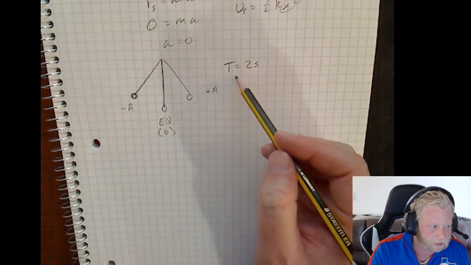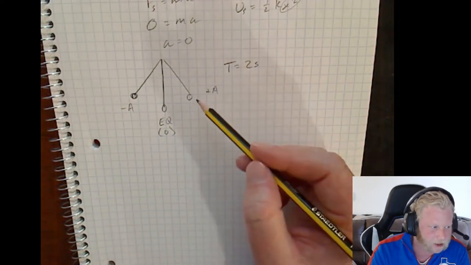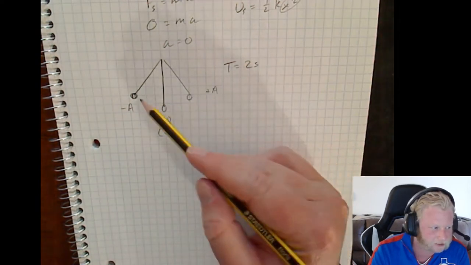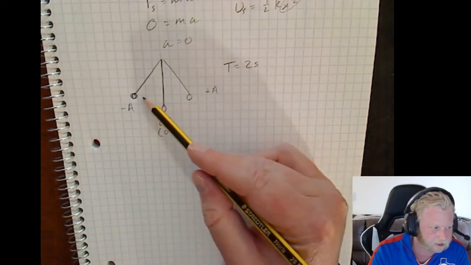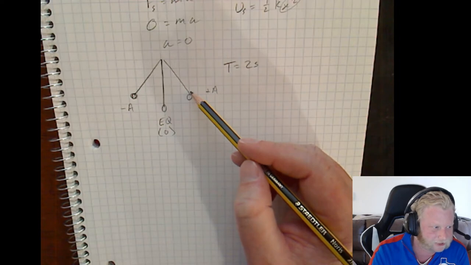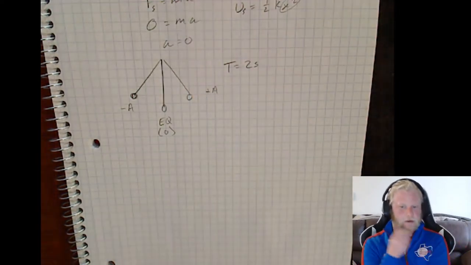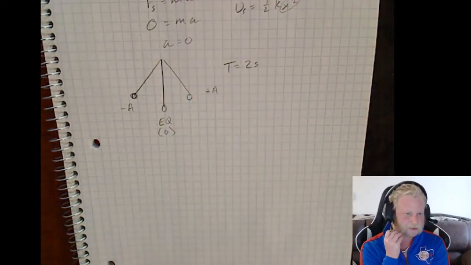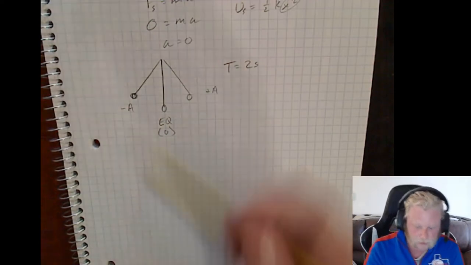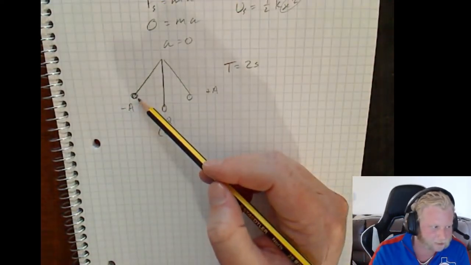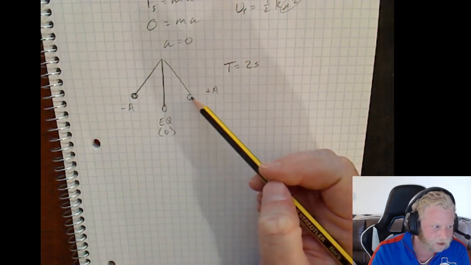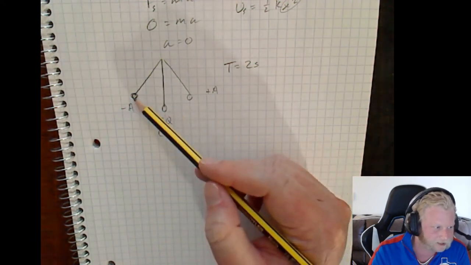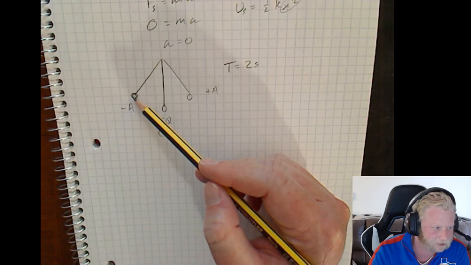Now, we know the period is 2 seconds here. So we know that to go from here to here takes 1 second. To go from here to there and back to here takes 2 seconds. So if we're looking for when it's going to be at its maximum negative displacement, well, its maximum negative displacement is your negative amplitude, right?